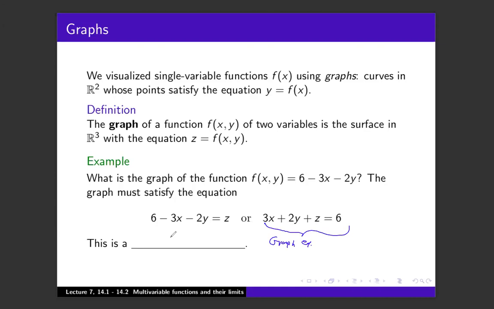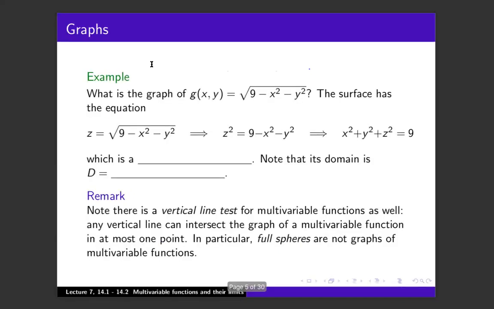And after a moment, we realize, oh, that is going to have to be a plane. That's a plane, right? So every point that lives on that graph lives on that plane. So the graph is a plane, in fact. So what about the graph g(x,y) equals the square root of 9 minus x squared minus y squared?